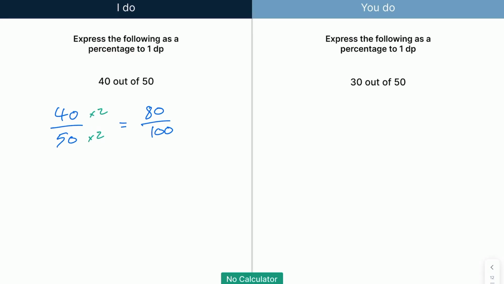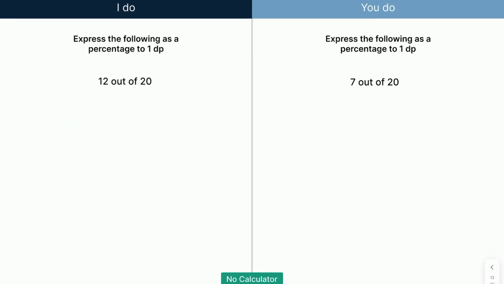And there's your answer. So as a percentage, this is 80%. You just need to get the fraction out of 100. Okay, so again, hopefully you press pause now to have a go at this. So that's 30 over 50, times the top and bottom by 2. That's 60 over 100. Now that it's over 100, we know the percentage is 60% because percent just means out of 100.